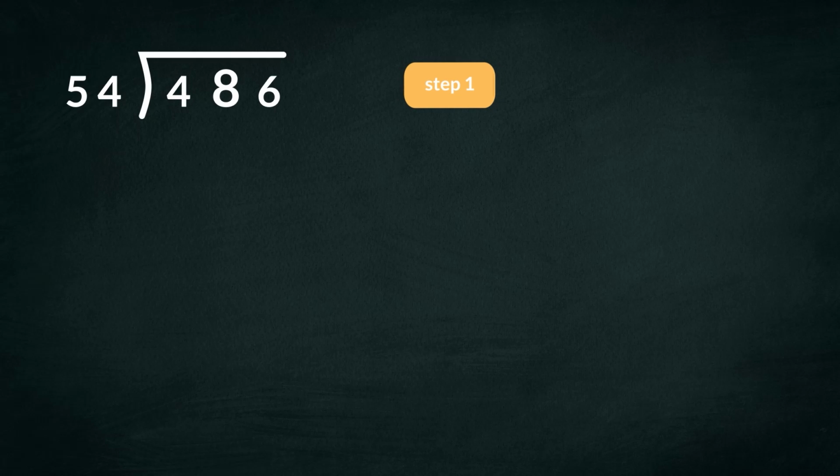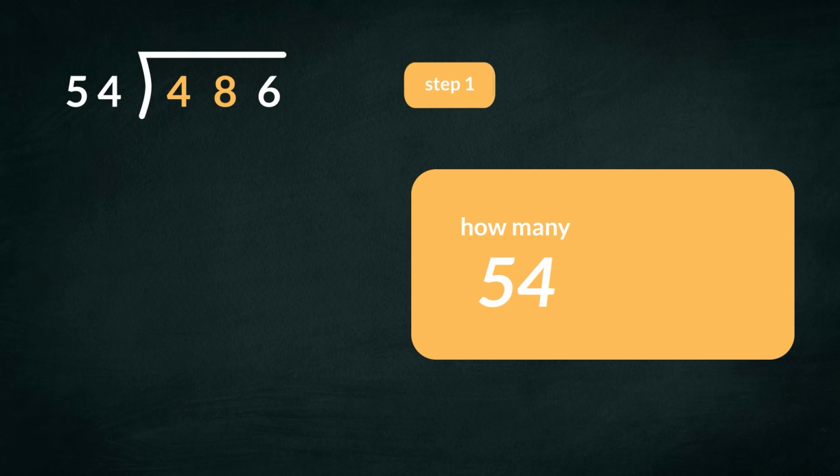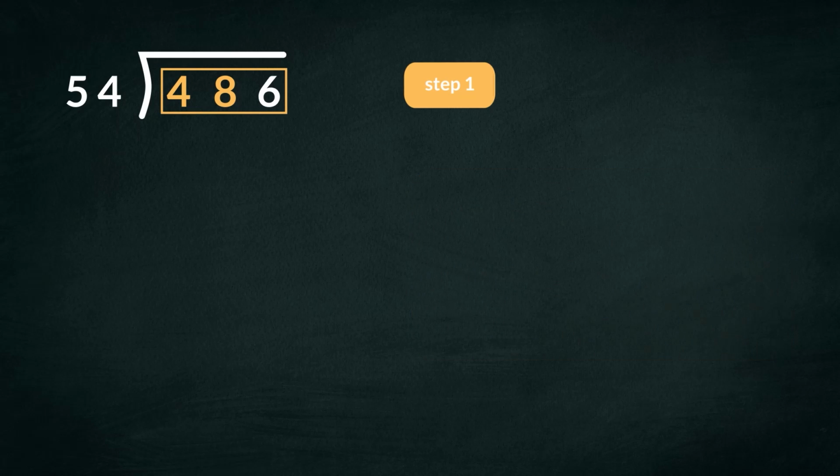We group 4 and 8 to form 48. Then figure out how many 54s it takes to almost reach 48. Wait, 48 is smaller than 54. That means we need to group another digit as well to make a number bigger than 54. We only have 6 left, so 4, 8, and 6 forms 486, and we divide that by 54.